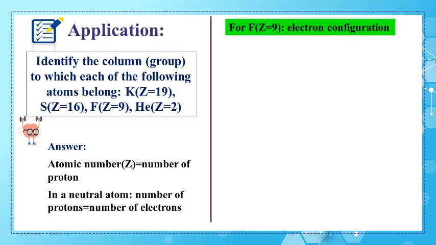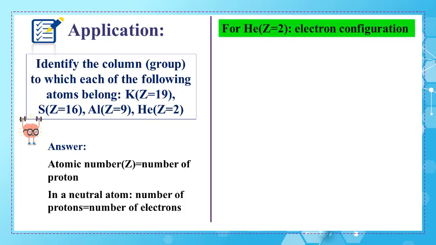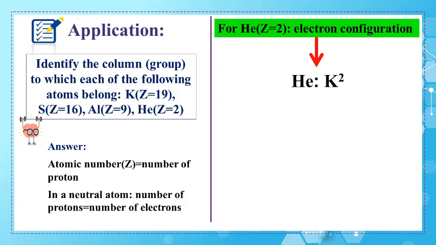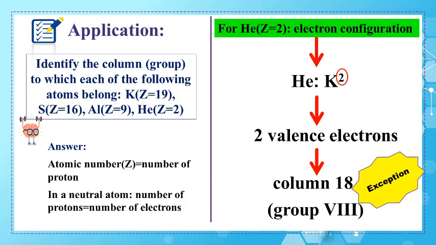For fluorine having Z equal 9, the electron configuration is K2, L7. It has only 7 electrons on its valence shell L, so fluorine belongs to column 17 or group 7. For helium having Z equal 2, its electron configuration is K2, and it has 2 valence electrons, but helium is an exception. It is found in column 18 or group 8 with the noble gases.